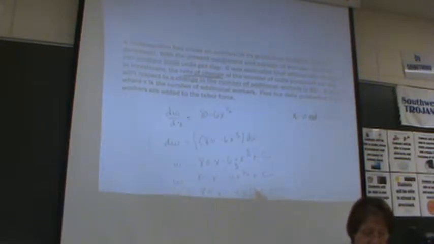So what if we're going to add 25 workers? You would put 25s in here, so we're going to have 80 times 25, which is 2,000, minus 4 times 25 to the 3/2. Square root of 25 is 5, 5 cubed is 125, 125 times 4 is 500. 2,000 minus 500 plus 3,000 equals 4,500 units.